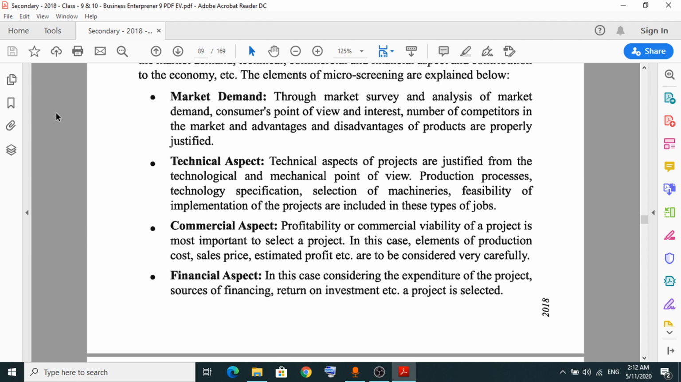Market demand. First, you have to think about the market demand, and for that you have to survey and analyze the market demand. What are the customers' interest? What are the number of competitors? The market has any advantage or disadvantage? Those are things you have to survey and analyze.